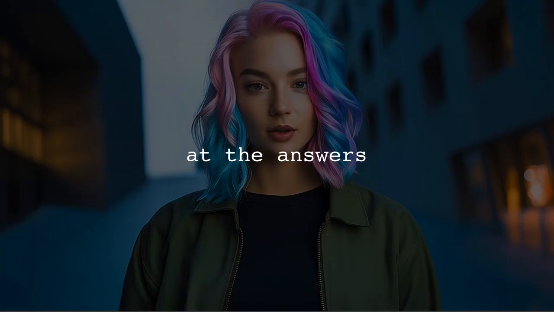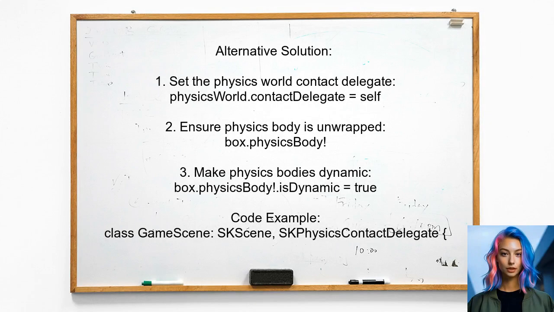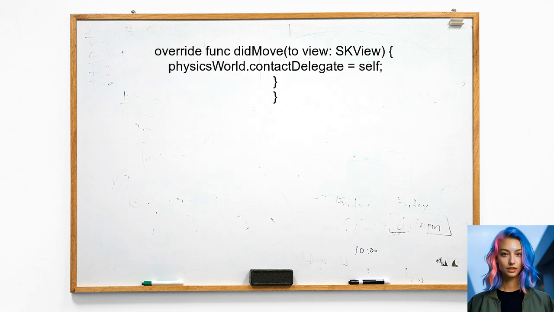Now, let's look at the answers provided by other users. An alternative solution, provided by another user, suggests a few key steps to ensure that the didBeginContact method is called. First, make sure to set the physics world contact delegate to the scene itself. This can be done by adding the contact delegate in the didMove method. Next, if you have specified a physics body, ensure it is unwrapped correctly. Lastly, confirm that the physics bodies are dynamic, which is essential for collision detection.